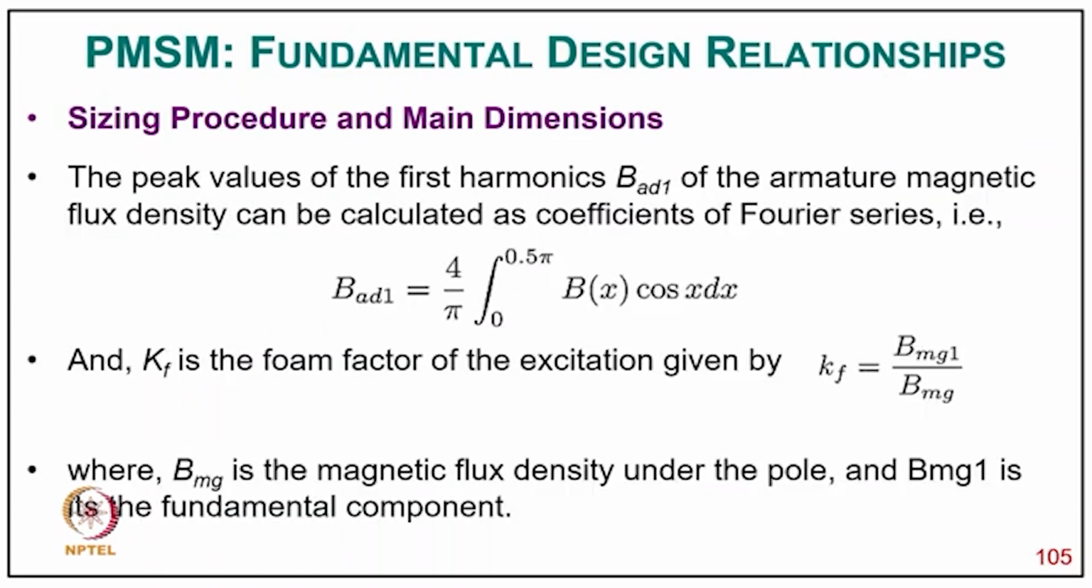Now the peak value of the first harmonic Bad1 of the armature magnetic flux can be calculated as a coefficient of the Fourier series. Bad1 equals 4 upon pi, integral from 0 to 0.5 pi of b as a function of x, cos x dx, and kf is the form factor of the excitation given by kf equals Bmg1 upon Bmg, where Bmg is the magnetic flux density under the pole and Bmg1 is its fundamental component.